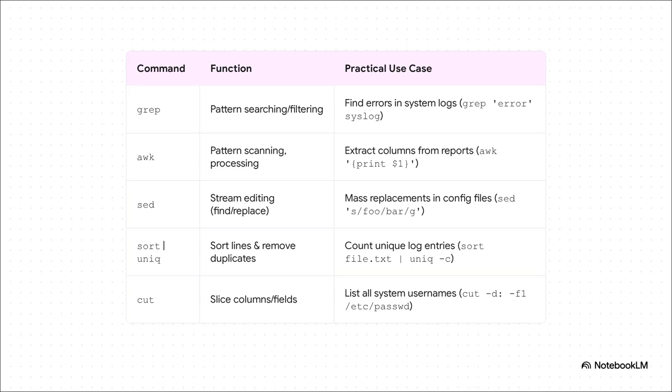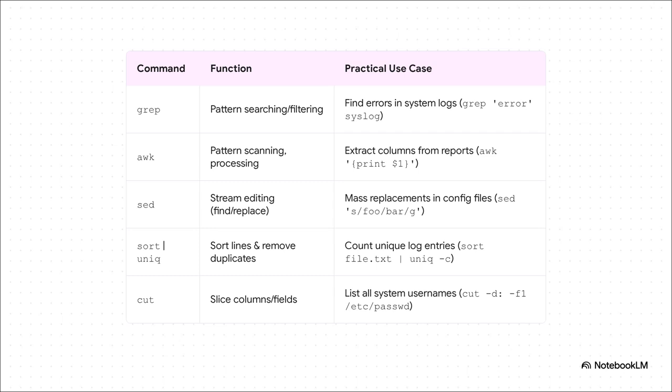Okay, let's look at the toolkit. Each one of these is a specialist. You've got grep, which is like your text detective. It finds lines that match a pattern. You have awk and cut, which are like surgeons, pulling out just the specific columns of data you need. And sed is your workhorse editor for making changes on the fly.